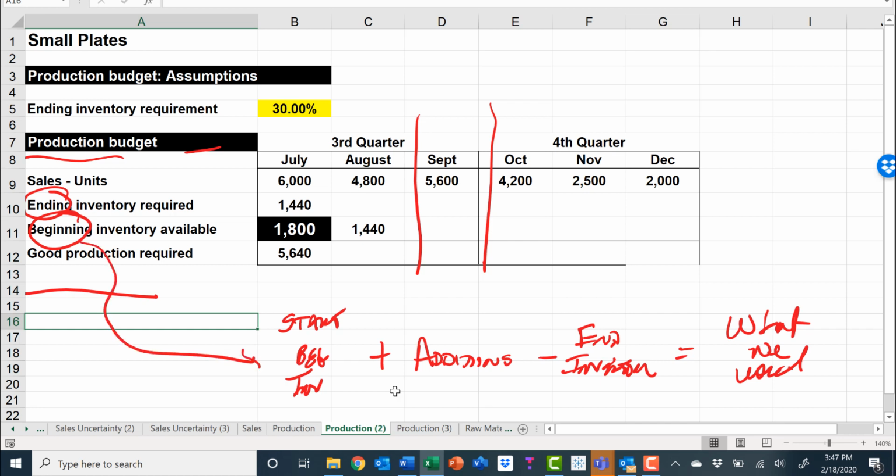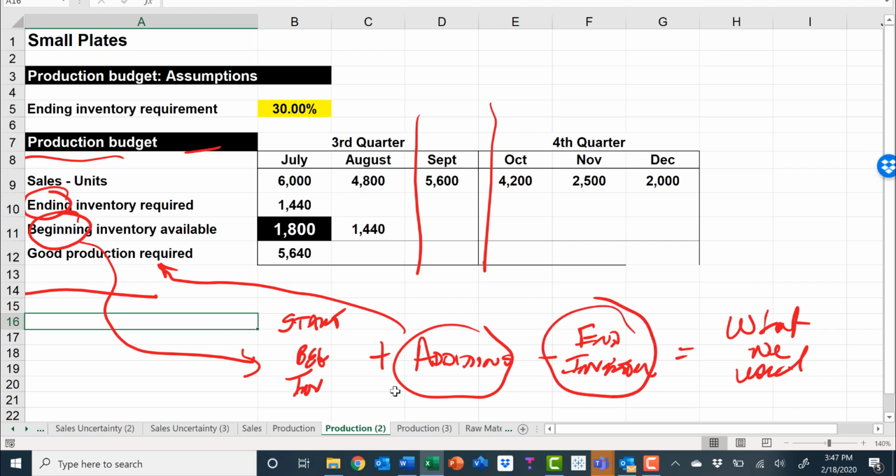Got it. So in this case, what are the additions? The additions is our production requirements. Oh, okay. So our additions here is the amount of production we have to create to meet our sales expectations. Because remember, we're adding to our inventory. So we've got to make stuff to sell stuff. Right. So then ending, I can kind of see that one. And in this case, what we used is what we transferred out in sales, or what we expect to sell. So this is what we used or sold.